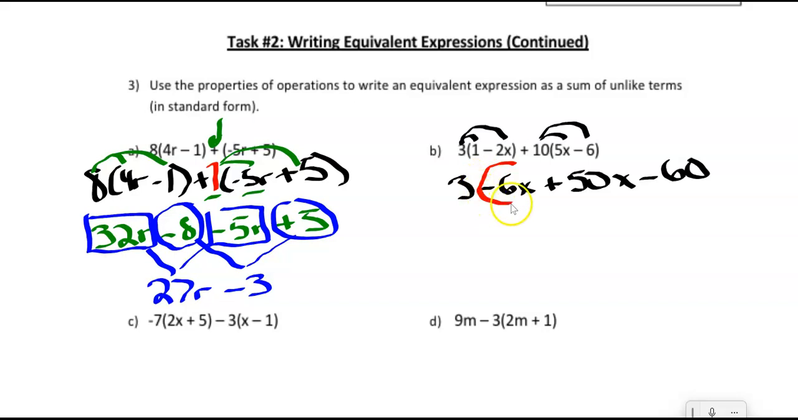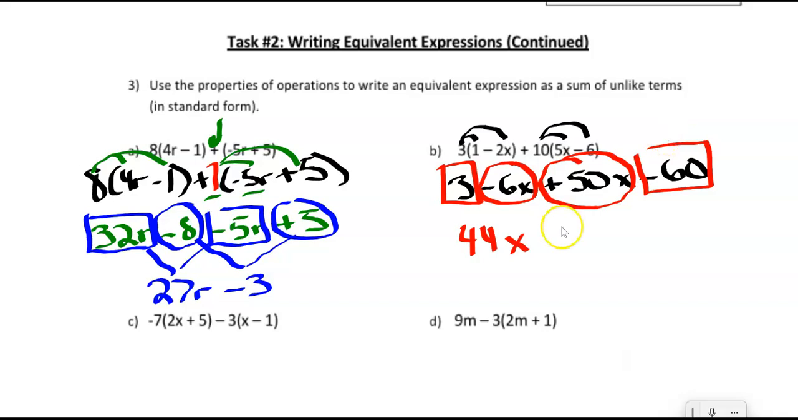I have my negative 6x since there's a sign in front, and I have my positive 50x. Those are my like terms, and that gives me a sum of 44x. And lastly, I have a positive 3, and it's subtracting 60, and that gives us a negative 57. Now on to question letter C.